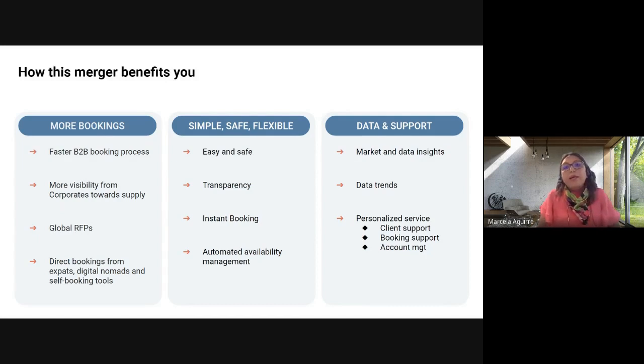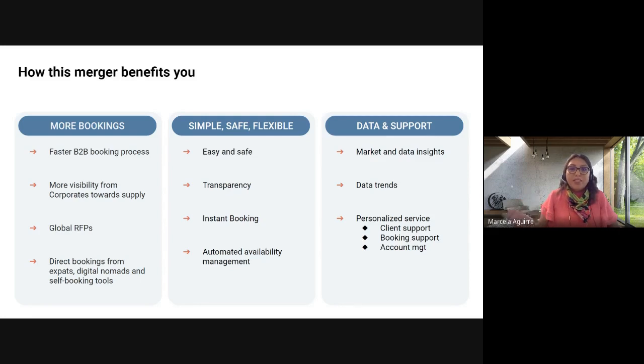In the second key pillar, you will see in the middle, the simplicity, safety, and flexibility that Homelike as a platform offers. It is easy to use for all the parties involved. There is greater transparency. Clients and guests can access full information of a greater pool of supply and also more details. It is more focused on catering to real needs. Homelike offers instant booking solutions, saving invaluable waiting time and an automated availability management, of course.